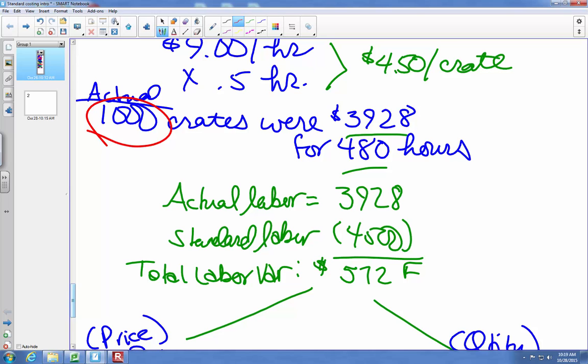So I take 3928 divided by 480, right? Did everyone get 8.18? So, and again, a lot of times before you can even jump into the variances, you're going to have to extrapolate this stuff. So how much per hour did I pay? Is that right? Is that what everyone got?